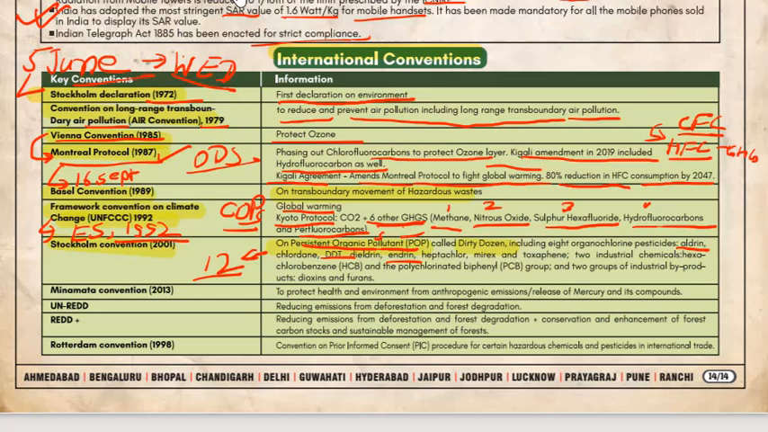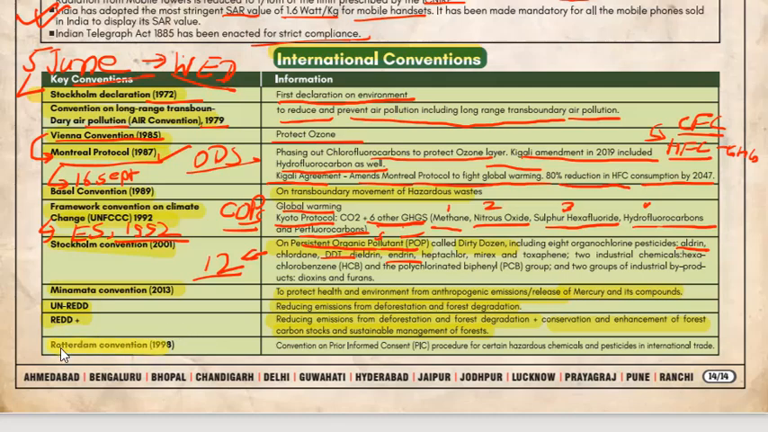Next is the Minamata Convention of 2013. Minamata is about mercury. You all know the disease, Minamata disease, that is mercury pollution, and this convention is for mercury compounds, to protect health and the environment from anthropogenic emission and release of mercury. Next is UN-REDD, reducing emissions from deforestation and forest degradation. Next is REDD plus, reducing emissions from deforestation and forest degradation plus conservation and enhancement of forest carbon stock and sustainable management of forests.